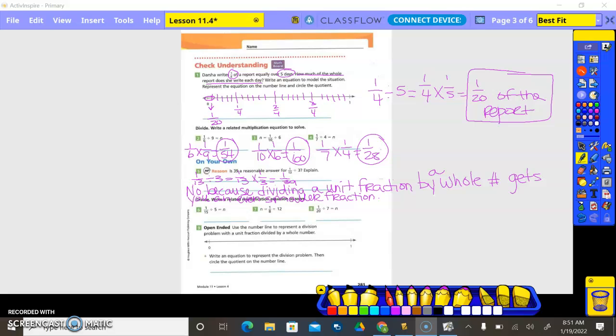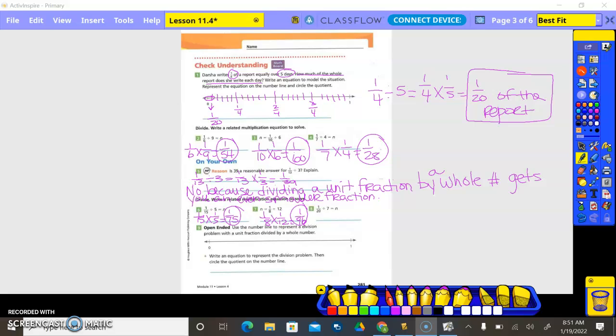Okay, divide and write a related multiplication equation to solve. So we're gonna write what? 1/15 times, what's the reciprocal of 5? 1/5, which equals 1/75. Okay. Next one, once again, it is at the beginning, but do I change my order? No. So what do I write? 1/96, because 12 times 8 is 96.